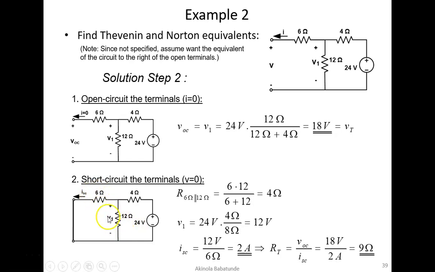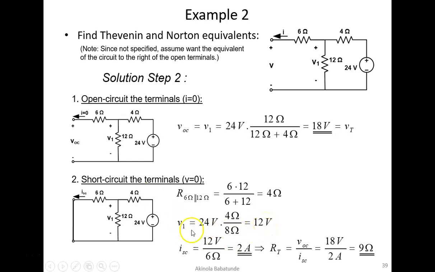So the resistance connected to this V1 will now be the combination of these 6 and 12 ohms, which is 4 ohms. So we now have 4 at the top here divided by the equivalent resistance in the circuit, which will be 4 plus 4, because 4 plus 4 will now be in series. The 4 we obtained after we combine these resistances that are connected in parallel is 4. So 4 plus 4 will give us 8, and then we can find our V1 to be equal to 12 volts.